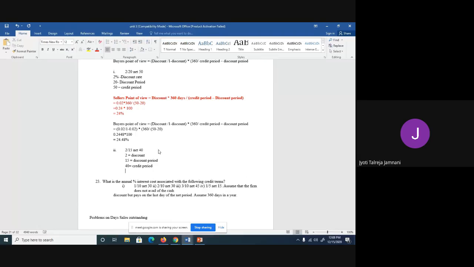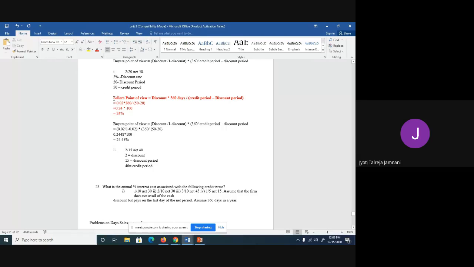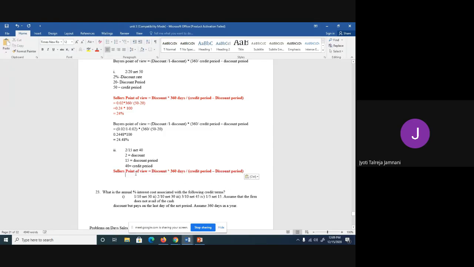Now I'll do only from seller's point of view. Only one sum I showed you from buyer's point of view. The formula is a little different there, but the answers will be almost the same. So it will be equal to discount, which is 2%, 0.02 into 360 divided by credit period 40 minus discount period 15.